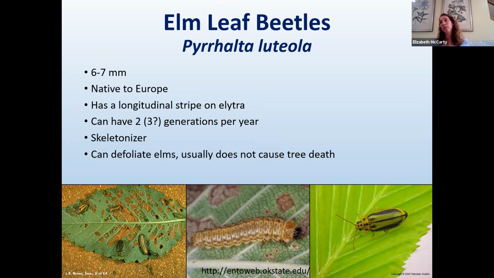And sometimes we don't see the adults, sometimes we just see the larvae. I'd say 2 to 3 generations a year. I have 3 with a question mark. The best extension document I could find for it was from further north, so it may be that there are more generations further south. I just can't say for certain that there are or are not.